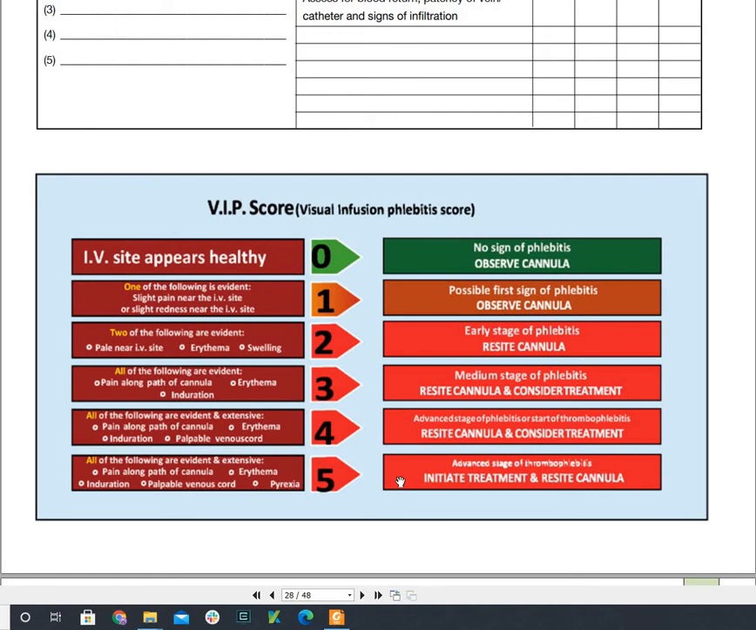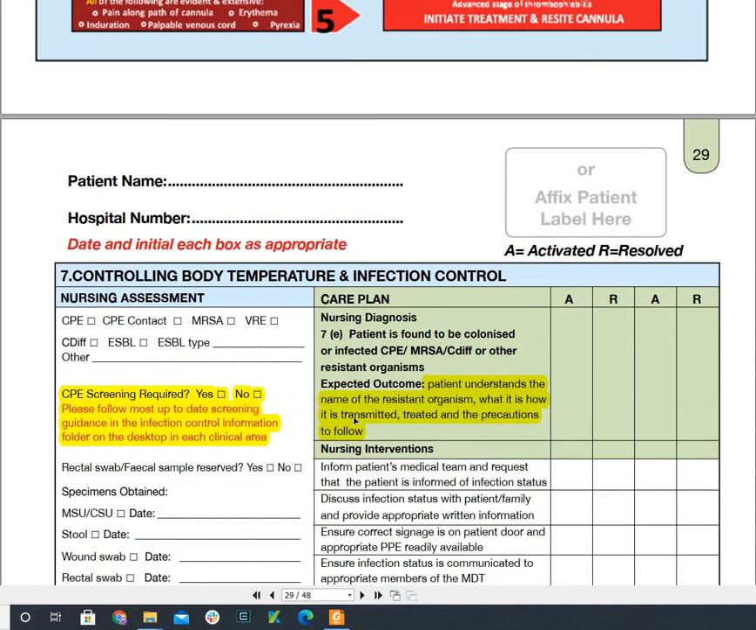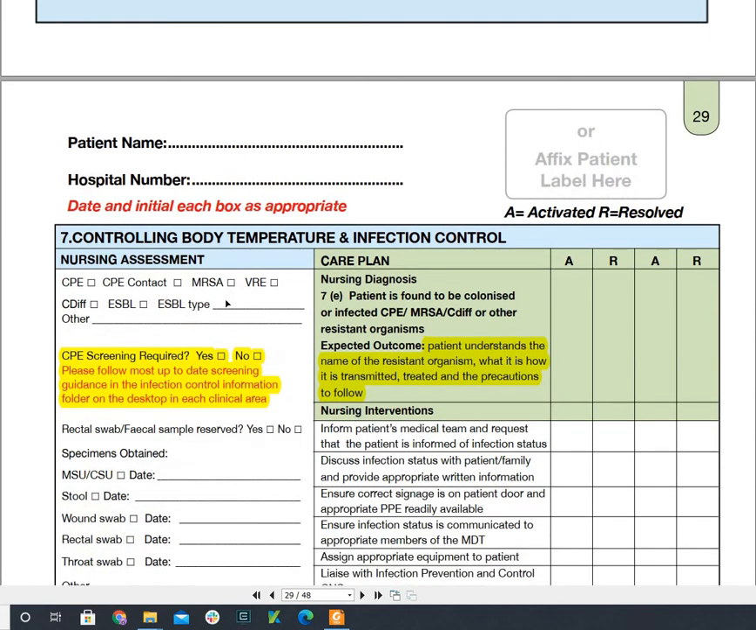And this indicates there's an advanced stage of thrombophlebitis, initiate treatment and resite cannula. So really we shouldn't be seeing scores above 2, because at this point the cannula is being resited. Okay. So the next part of controlling body temperature and infection control is on page 29.